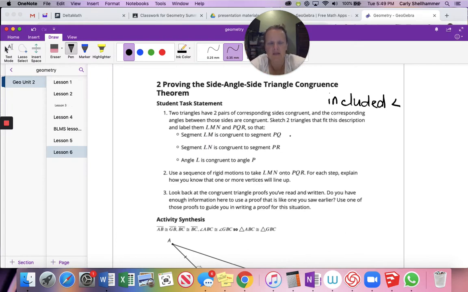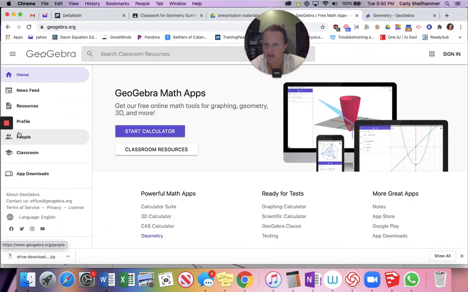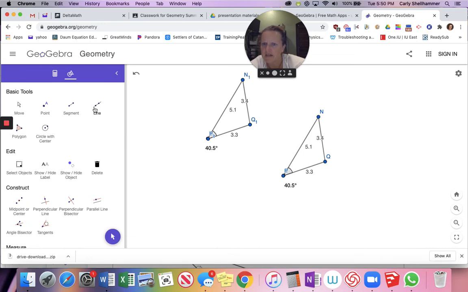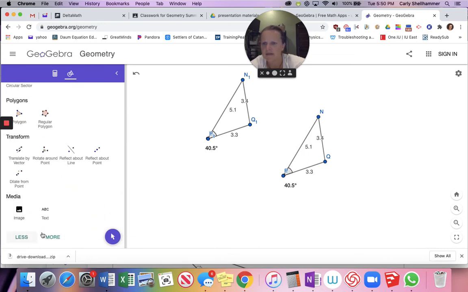LM is congruent to PQ. We didn't have them named the right way, but we did it correctly. LN is congruent to PR. Angle L is congruent to angle P. And then using a sequence of rigid motions, take LMN to PQR. We actually used a sequence of rigid motions to copy them, okay? We translated it, directed line segment. We actually, oh, not that one. We translated it with a directed line segment.